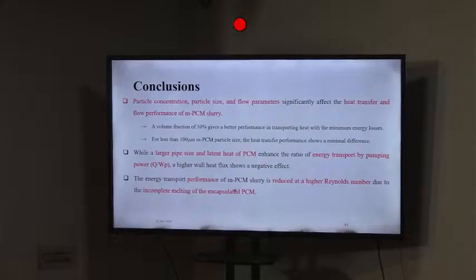So the performance of this microencapsulated crystal basically gets reduced at a higher flow rate, which I just showed.